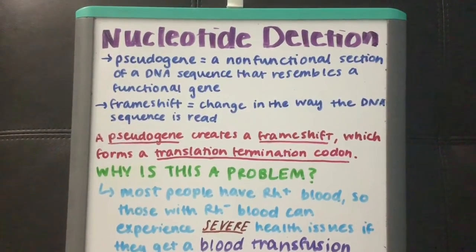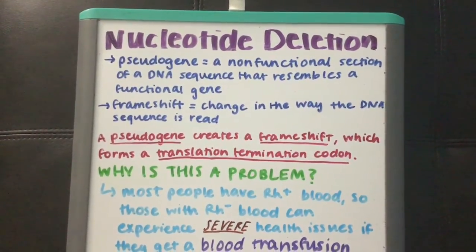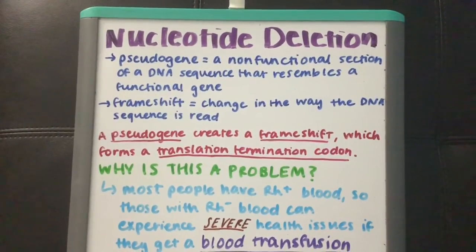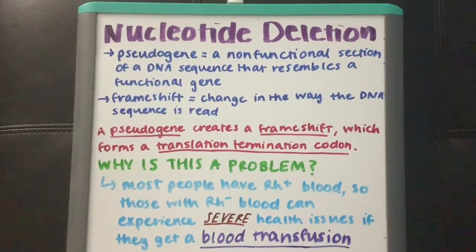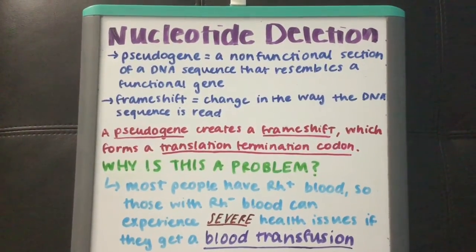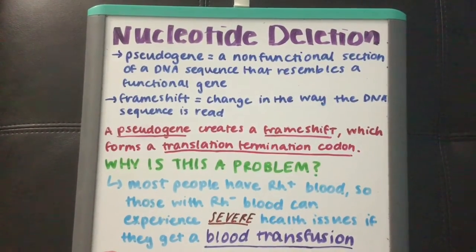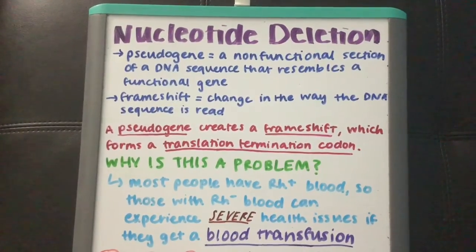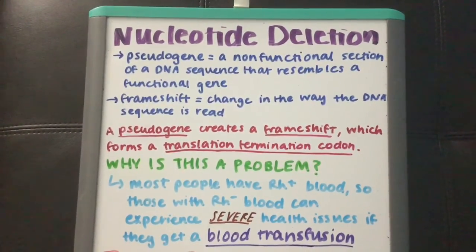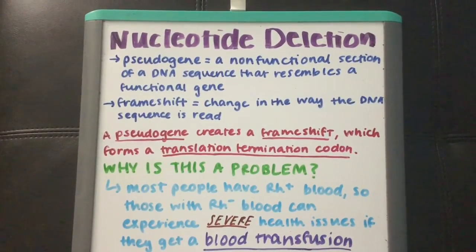One mutation that can occur in an RHD gene is a nucleotide deletion, which causes a frame shift and premature stop codon. In order to display the Rh positive phenotype, a person must inherit at least one RHD allele. Most often, when a person has an Rh negative phenotype, the entire RHD gene is deleted. In this case, however, a pseudogene, or non-functional section of a DNA sequence that resembles a functional gene, creates a frame shift, meaning that it changes the way the DNA sequence is read. Thus, a translation termination codon is formed.